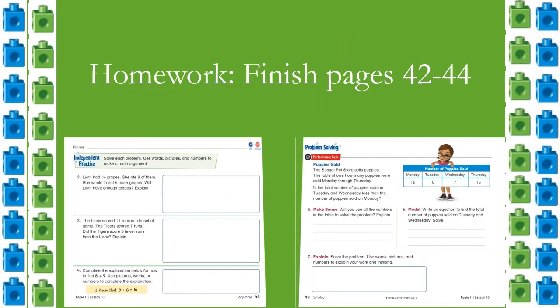Okay, boys and girls, and that's your work. Complete pages 42 to 44, and you are all finished. The end.